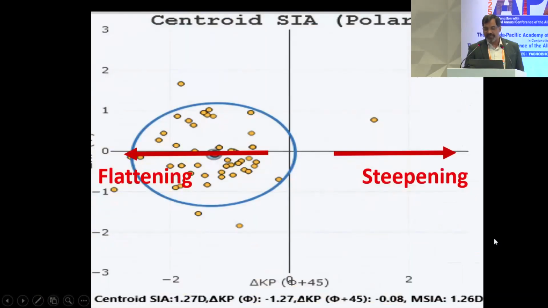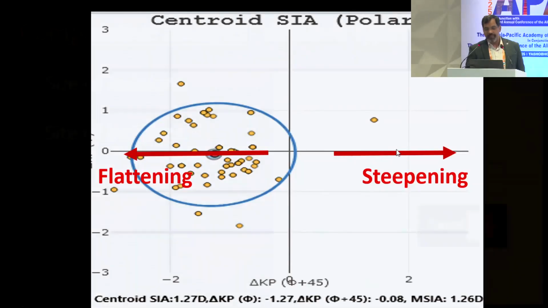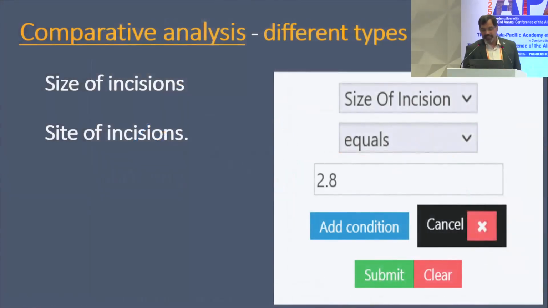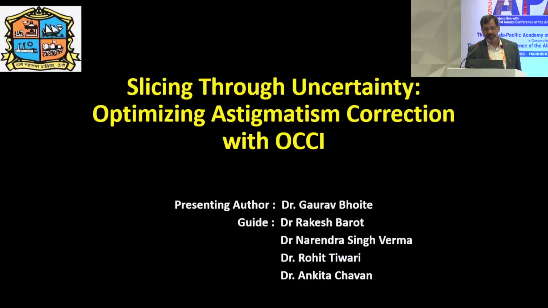Centroid SIA, you can use this for toric calculator, and the lower part is the polar method. This polar method measures the flattening effect. It measures 2 components. On the left side is the flattening part and right side is the steepening part. And there is only one input data sheet which is easy to use. You can select any combination, any size of incision, site of incision, so you need not fill multiple data sheets in our calculator.